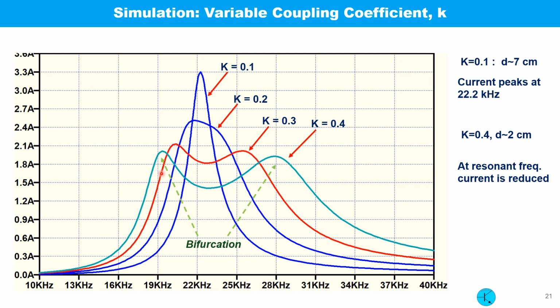Another interesting thing to be noted is that the closer the distance, a single peak splits into two, and this is called bifurcation. And for a wireless power transfer system, this kind of bifurcation is avoided by optimizing the distance or the load resistance.